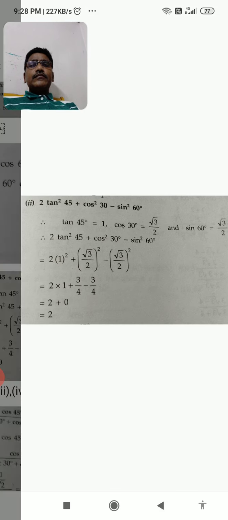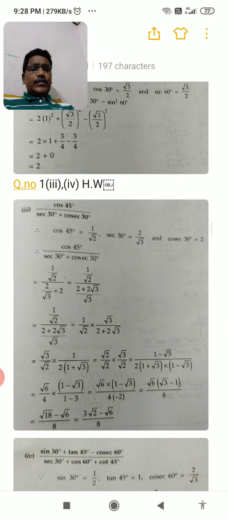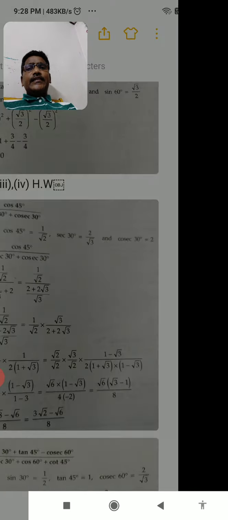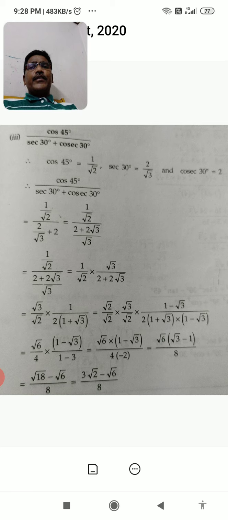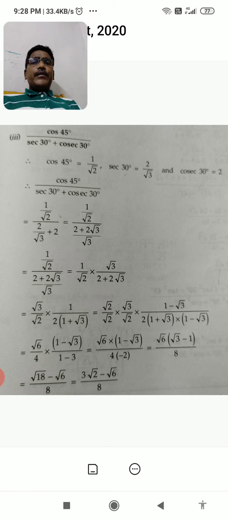You see one more question out of this one, the third question I am going to take. This is a little bit complicated, so I am taking this. It is nothing but the rationalization we are doing. In question number 3, you see here cos 45 upon secant 30 plus cosecant 30. Values from the table: cos 45 is 1 by root 2, secant 30 is 2 by root 3 and cosecant 30 is 2. So cos 45, 1 by root 2, upon secant 30, 2 by root 3, plus cosecant 30, which is 2.